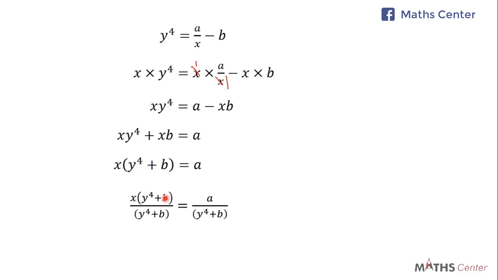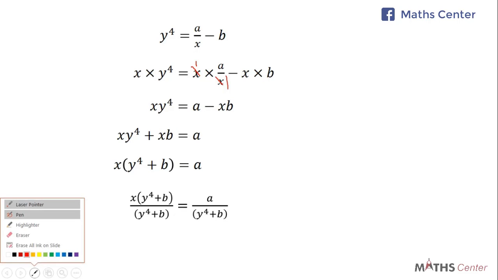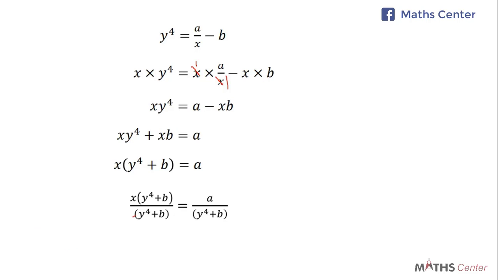So we divide the left hand side by y exponent 4 plus b. We divide the right hand side by y exponent 4 plus b. And you can see that y exponent 4 plus b will cancel y exponent 4 plus b. So our x is equal to a over y exponent 4 plus b. So we have been able to make x the subject of the equation, and x is equal to a over y exponent 4 plus b.